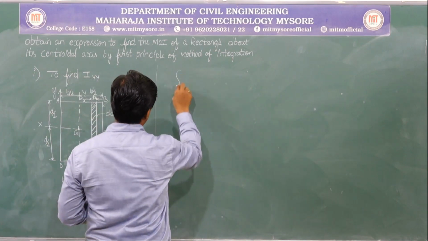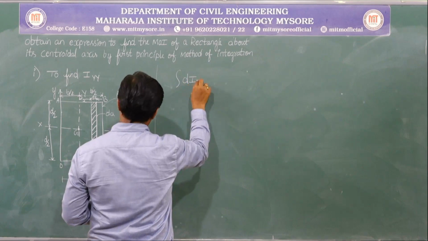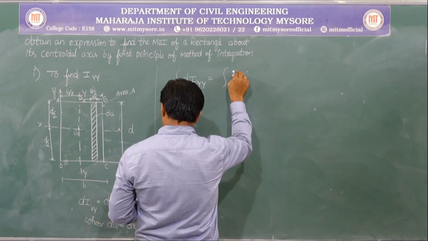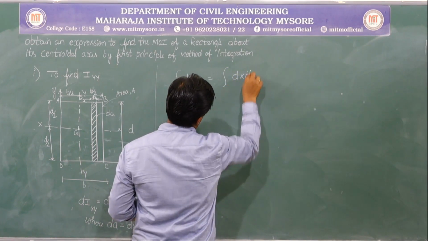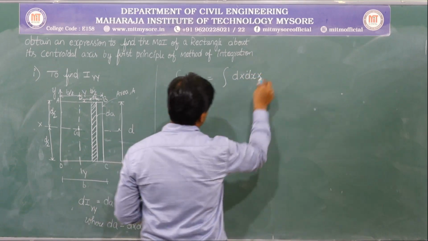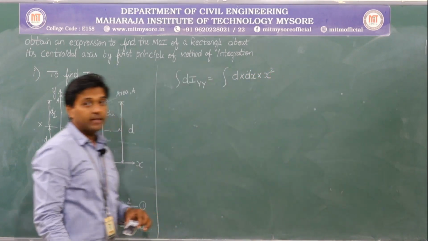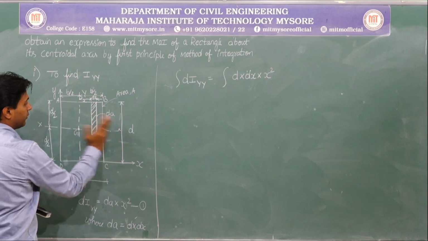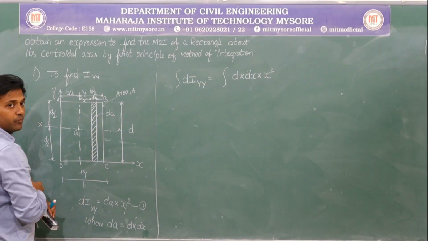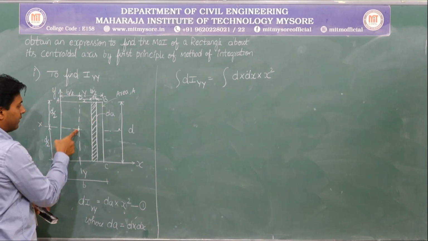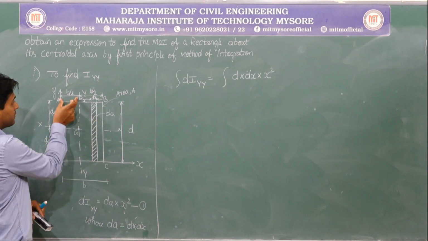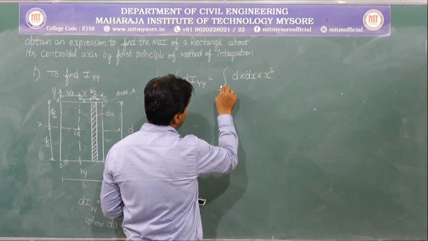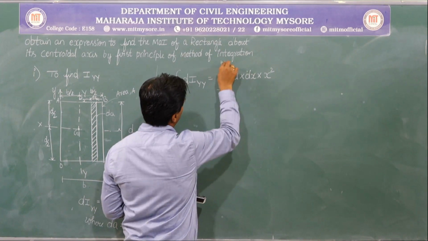So now what I will be doing is the integral of dIy, which is equal to the integral of dA, that is d into dx, into x square, and I need to apply the limits. Be careful with the limits now. You are standing on the y axis. You need to cover the entire area. So parallel to the y axis, you need to cover the area. If you go towards the left, it is negative, so it is minus b by 2. If you go towards the right, it is positive, plus b by 2. So it is minus b by 2 to plus b by 2.